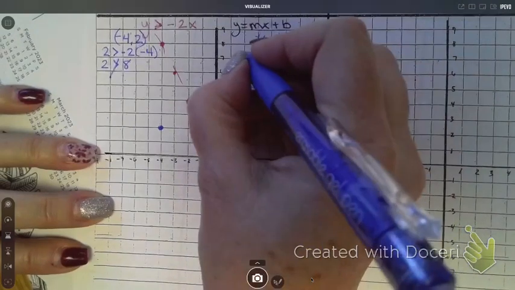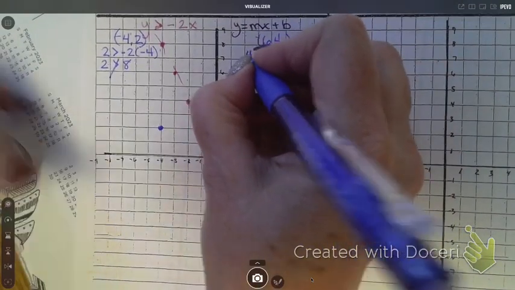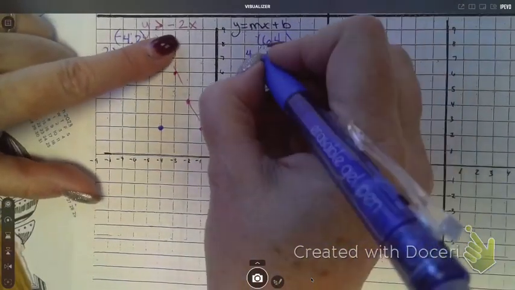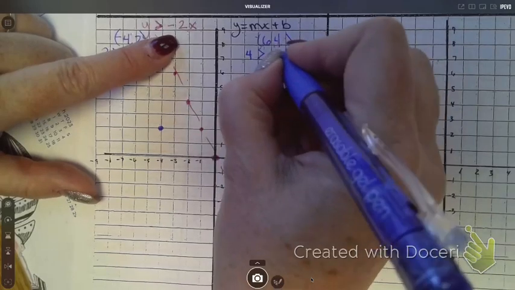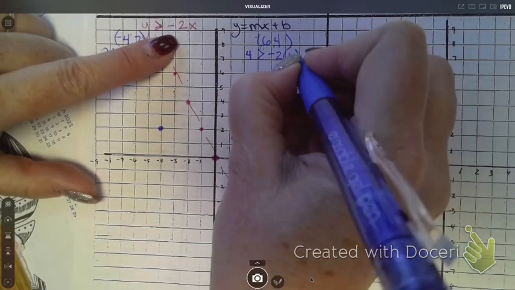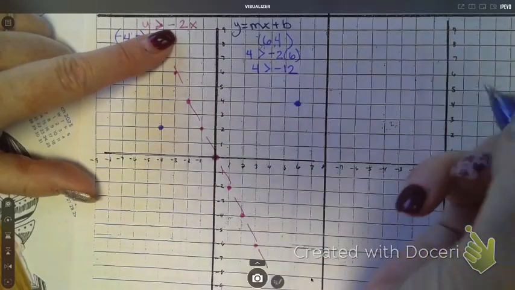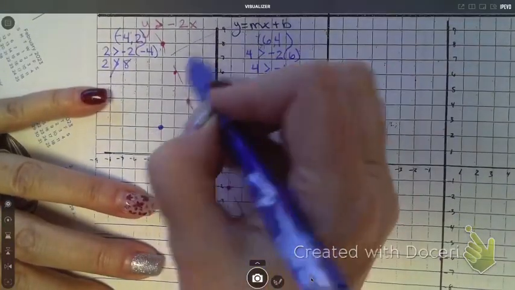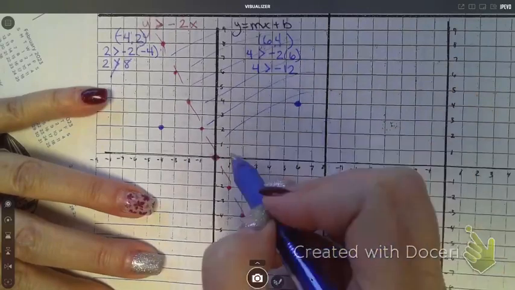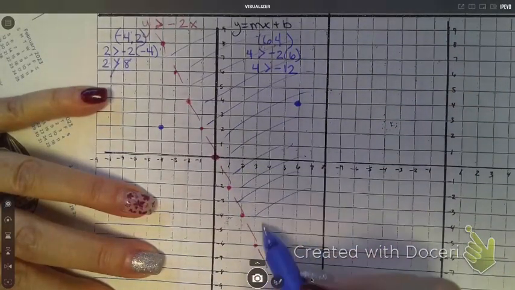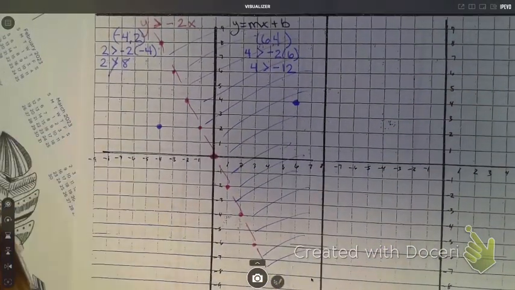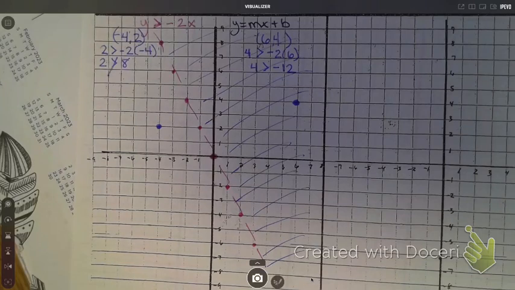Why did you do that? Okay, so then x is 4, I'm plugging it right into here. I plugged it in wrong. Is 1 greater than negative 2 times 6? So is 4 greater than negative 12? Yes. So it's over. Right. Oh, no, I said it right. Equals yes.